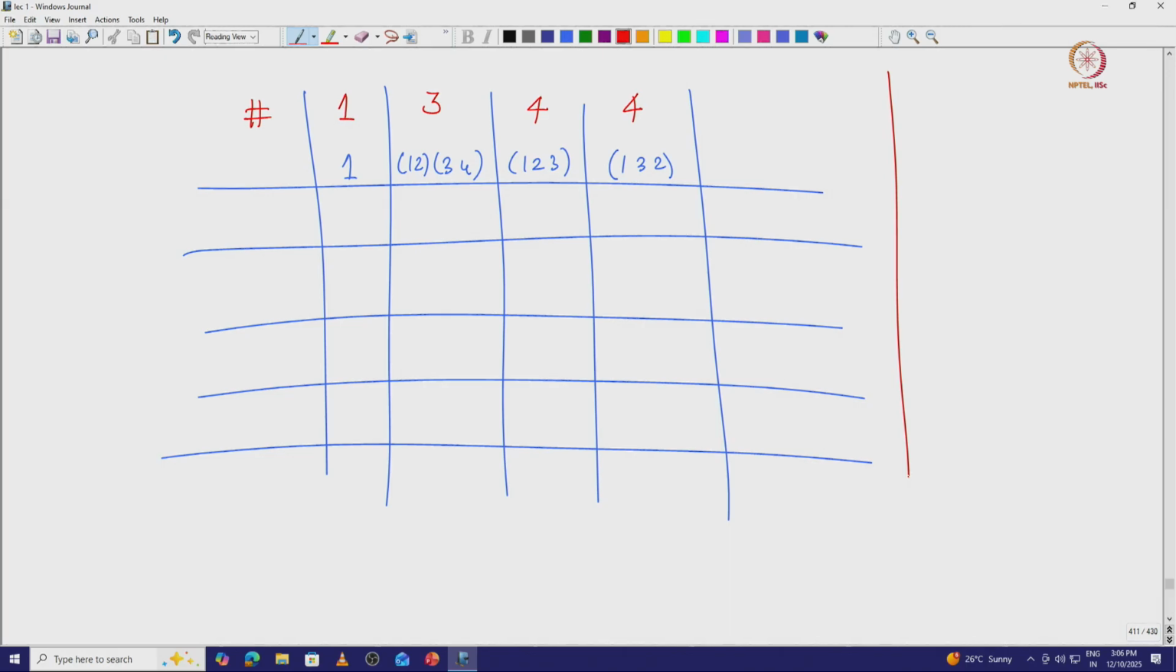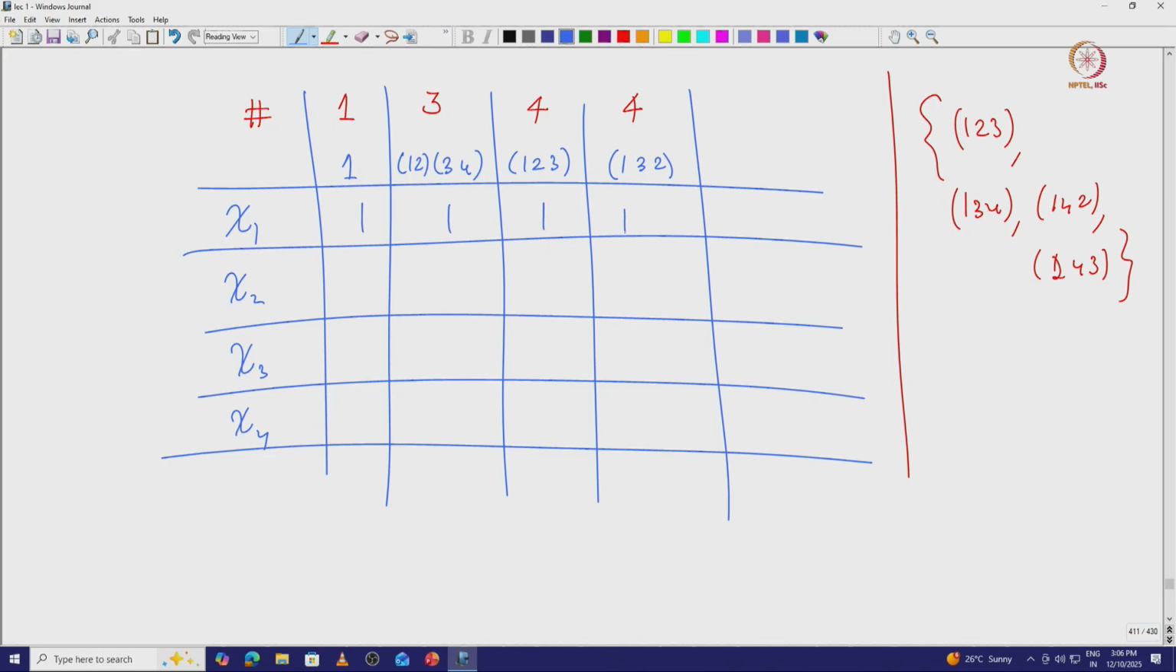So, maybe just list all of them. (1 2 3) is conjugate to (1 3 4), (1 4 2) and (2 4 3). So, these form one conjugacy class corresponding to (1 2 3). So, we have this, and then here we have chi 1, chi 2, chi 3, chi 4. Now if we go back to the argument that we gave, we will be filling 1 1 1 in the first row, and then since the identity and (1 2)(3 4) are in the kernels, we will be filling 1 1 1 1 1 here.